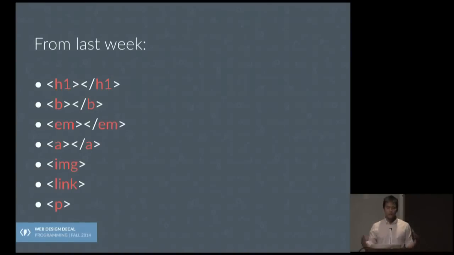So last week, here's just the laundry list of all the tags that we went over, like H1 for large headings, bold, italicized text, things of this nature. Basically, the recap is that most of the web is written in hypertext markup language, also known as HTML. And so as a result, HTML is made up of tags, and each tag has different functions based on which tag you choose. And so here's just a list of them. That's just week one in a recap.